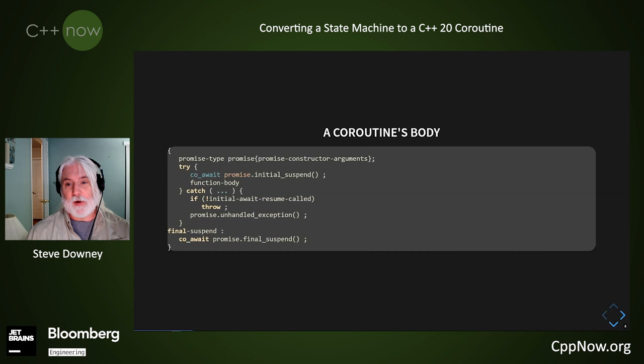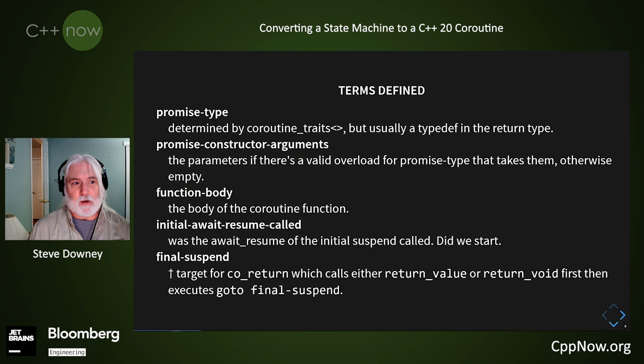By the way, these promise types have nothing to do with std::promise or std::future. It's just a term being used. To be a little more clear, the promise type is determined by the coroutine traits class, but it's usually a typedef in the return type that's pulled out by the coroutine traits. The constructor arguments are the parameters that are supplied to the function, if that's a valid overload, otherwise it's empty. The function body is just the body of the coroutine that you wrote. Basically all this machinery gets wrapped around your code.